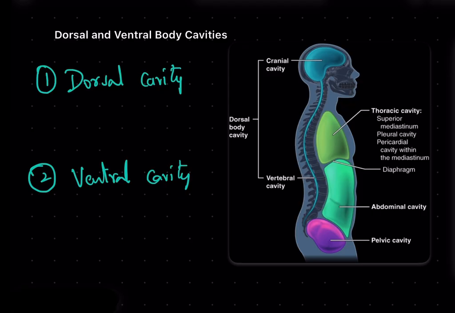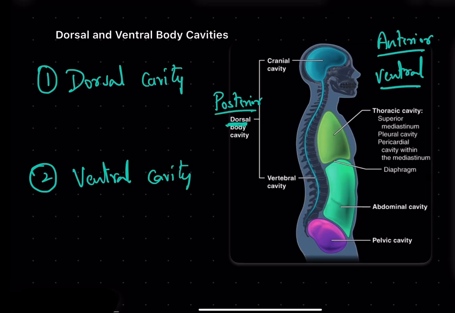Now, what's the dorsal cavity? Remember, in our previous video, we've talked about anatomical terminology. Dorsal refers to posterior, while ventral refers to anterior parts of the body, right? So this is the anterior part of the body, also known as ventral. And this is the posterior part of the body, also called dorsal. So the body cavity that exists in the dorsal part of the human body is called the dorsal cavity.